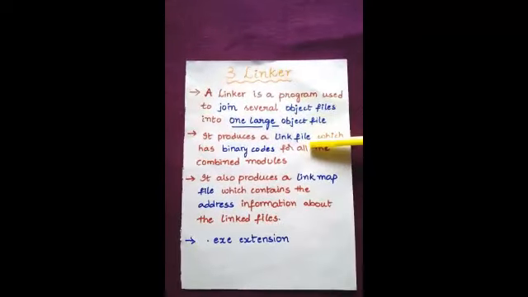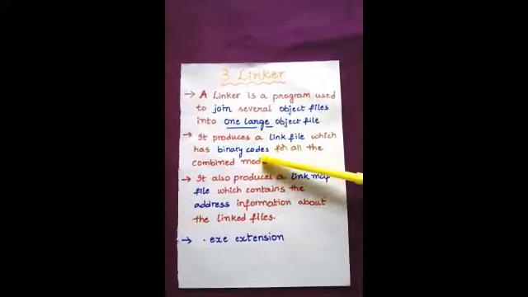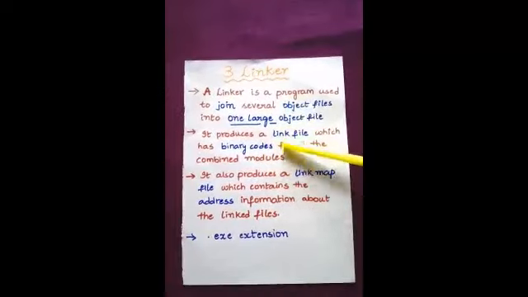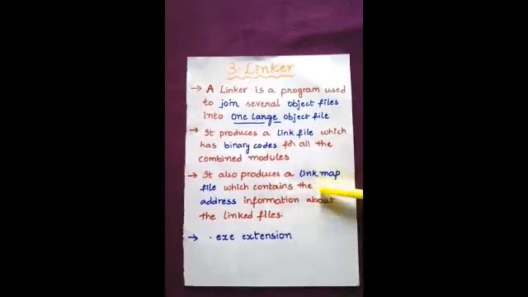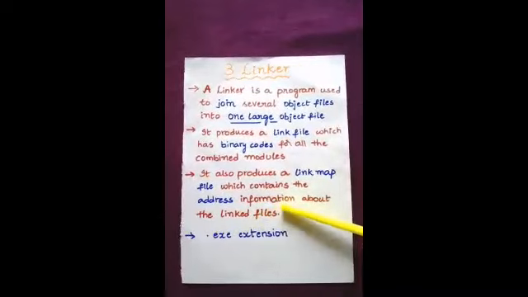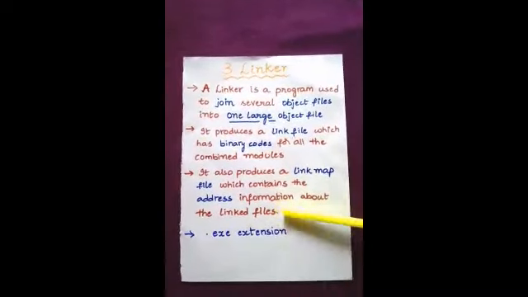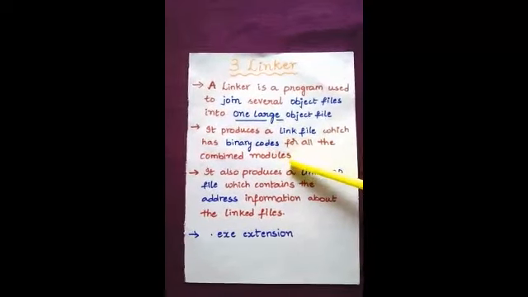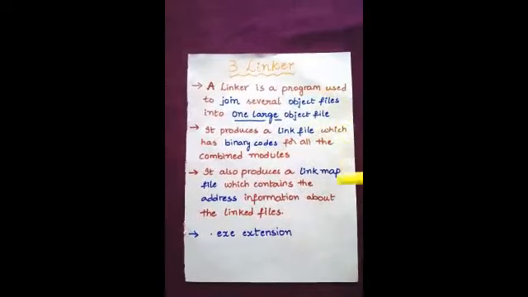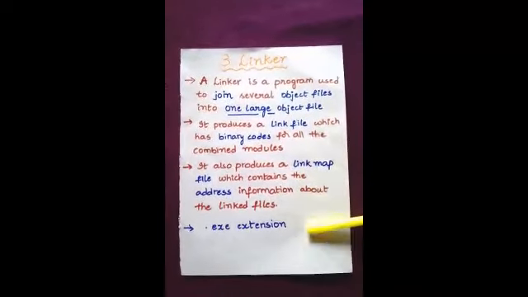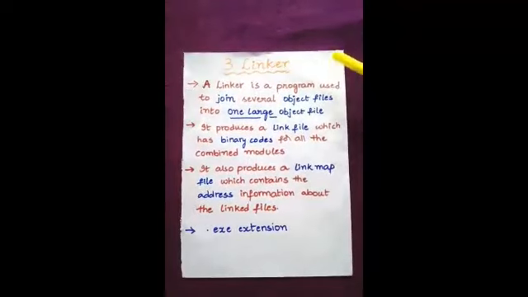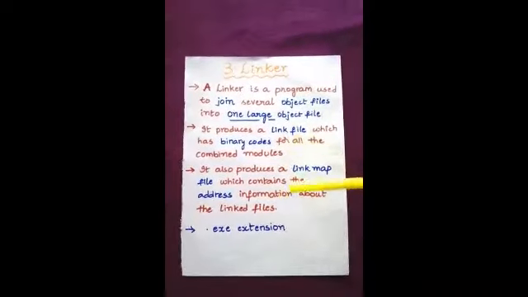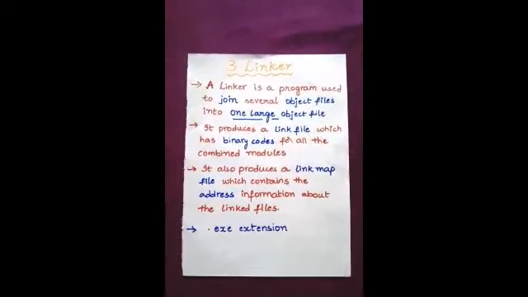It produces a link file which has binary codes, meaning it is in the form of binary code for all the combined modules. It also produces a link map file which contains the address information about the linked files. So the link file contains binary codes for the combined modules, and the addresses of these linked files are there in the link map file. Finally, the linker, as the name itself says, is used for the purpose of linking the object files, and it has an extension of .exe.